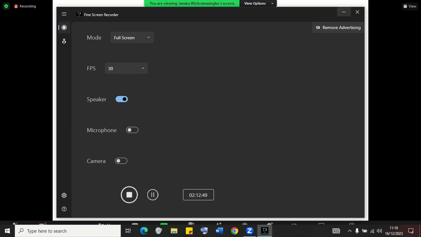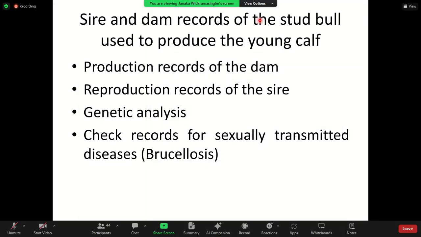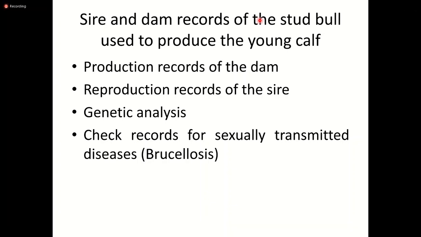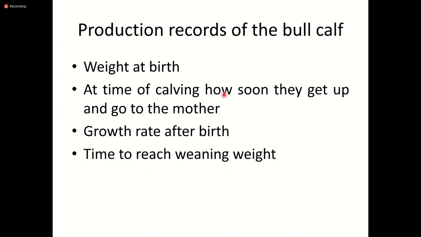Right. So we have to check all the records, right? The sire's records, dam means the mother, the female one, sire means the male one. So we have to check all the available records, just to select the best animal that is used for the future male or the stud bull, right? The reproduction records, the production records and the genetic analysis, right? So are there any diseases available, right? All these things can be checked and seen and then we select the best available one, right?